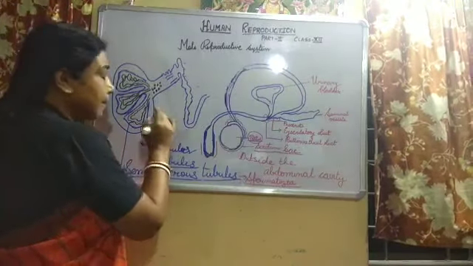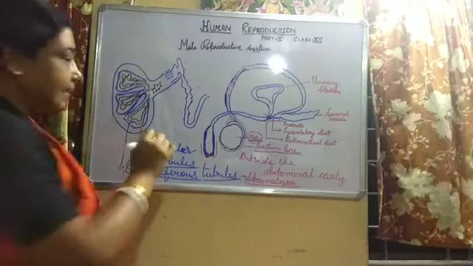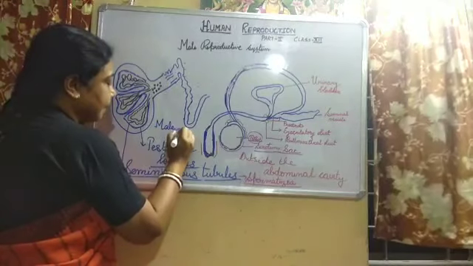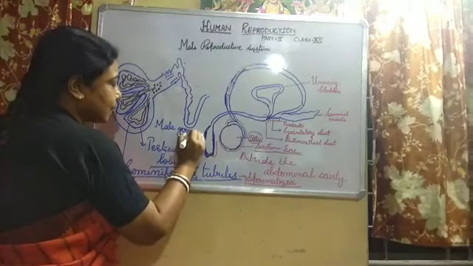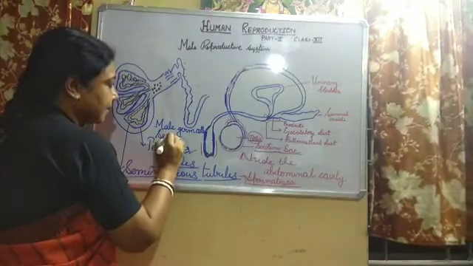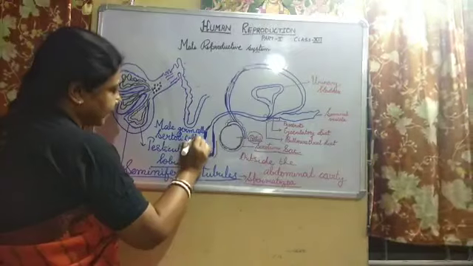One thing to remember: in the inner walls of the seminiferous tubules, two kinds of cells are there. What are they? The first is male germ cells, and the second is Sertoli cells.